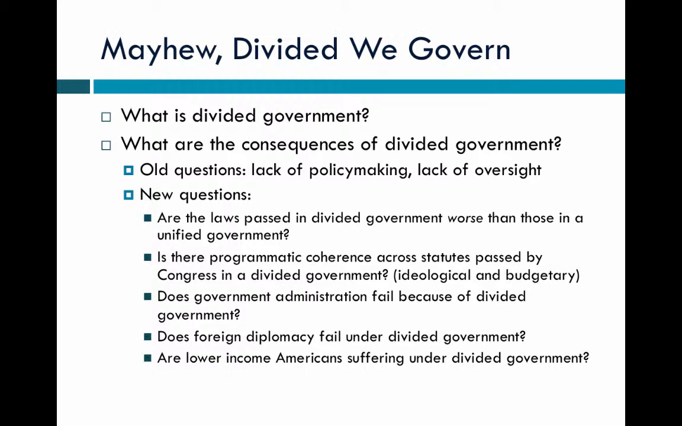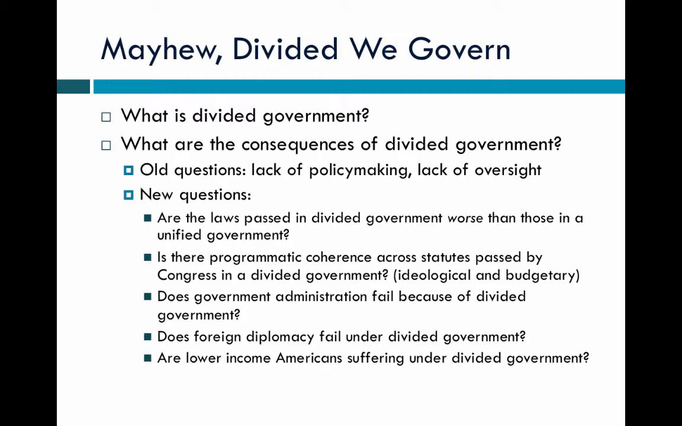And the old questions used to center, Mayhew says, around a lack of policy making, that there was just a lack of policy being created and a lack of oversight on behalf of the government, that only oversight would occur when Congress is controlled by the opposition party of the president, not the same party. And he says that those aren't the fundamental questions we should be asking ourselves, that there are 5 new questions we should look at. And he challenges along the way conventional wisdom in all of this.